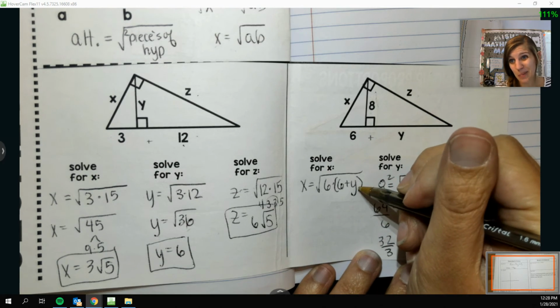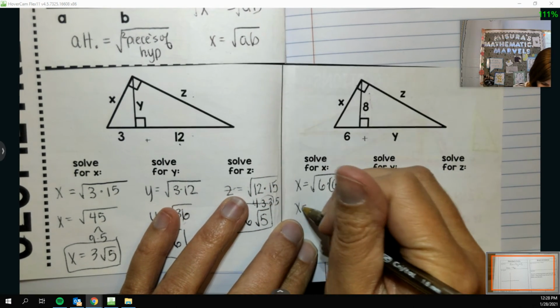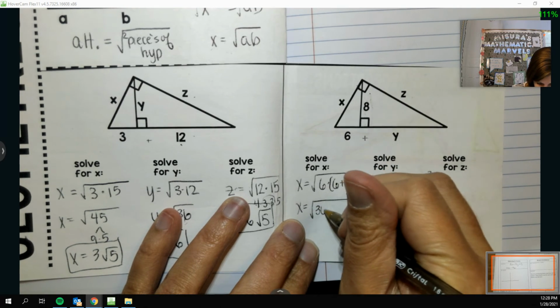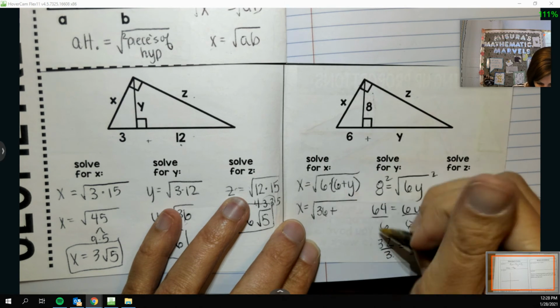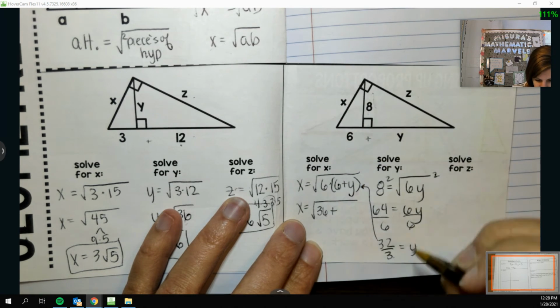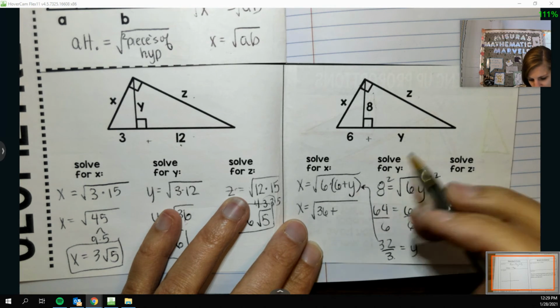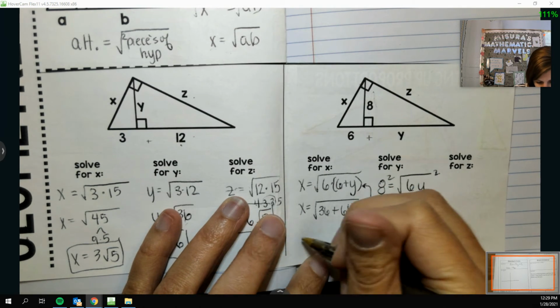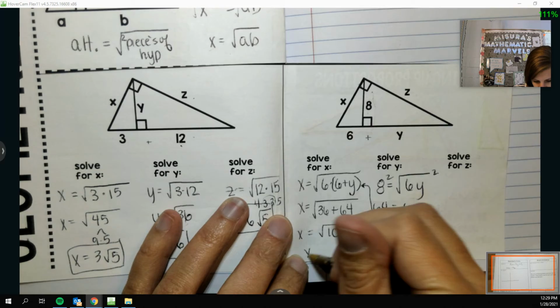Then I got to put it in up here. Square root of 6 times 6, which will be 36, and then 6 times the 32 over 3, because we're plugging that in. Well, the 6 and the 3 can reduce to 2, and then times 32 is 64. Oh, and then if I add those up, that's 100. So x is 10.